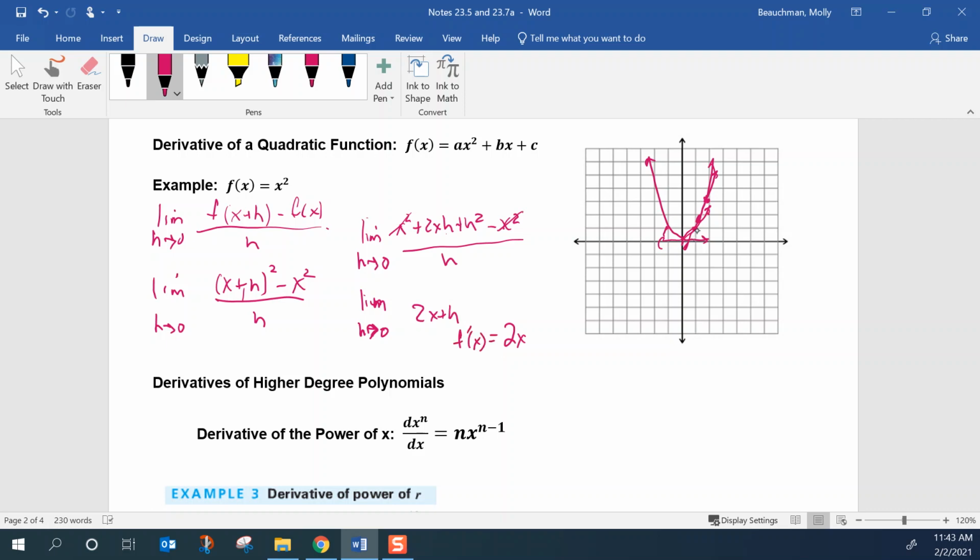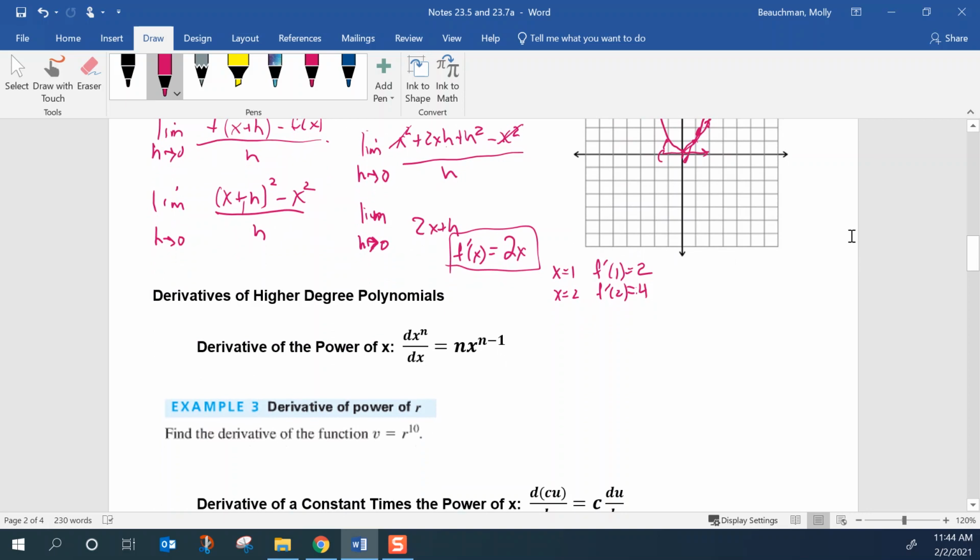So if I pick a value such as x equals 1, the slope of the tangent line at 1 is f prime of 1, which is 2. The slope of the tangent line at x equals 2 is f prime of 2, which would be 4. So this equation tells us the slope of a tangent line anywhere on the equation x squared. But what I'd like to do is have a shortcut instead of having to use that definition of a derivative every time. And what the shortcut is, here's the property.